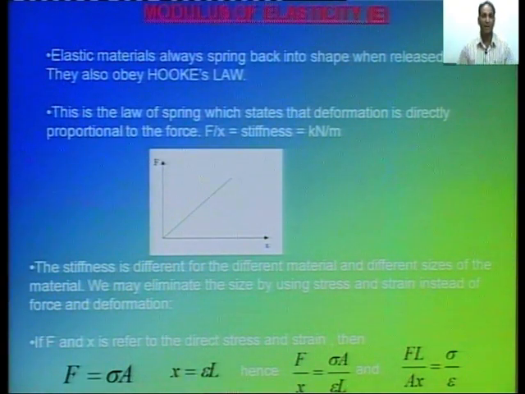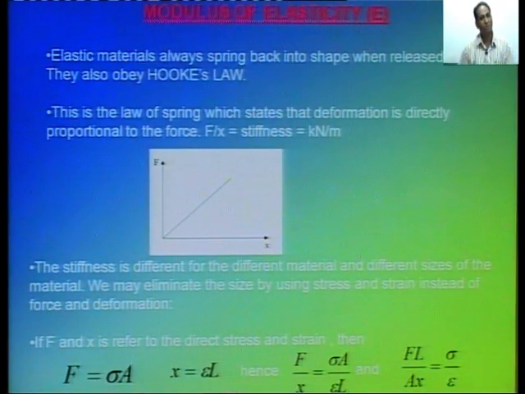Now I define the term modulus of elasticity. Elastic materials always spring back into shape when released. They also obey Hooke's law. Hooke's law means stress is directly proportional to strain, obeying the law of elasticity. When the external force acting on the body is removed, it springs back into its original shape, because they obey Hooke's law.